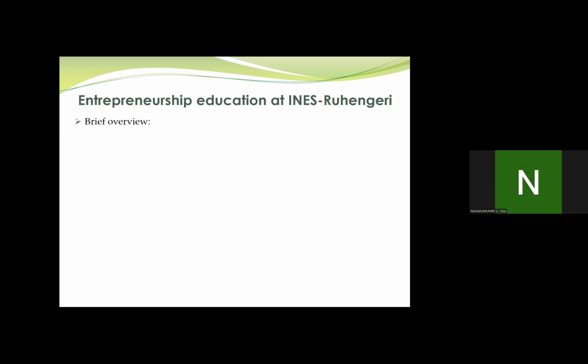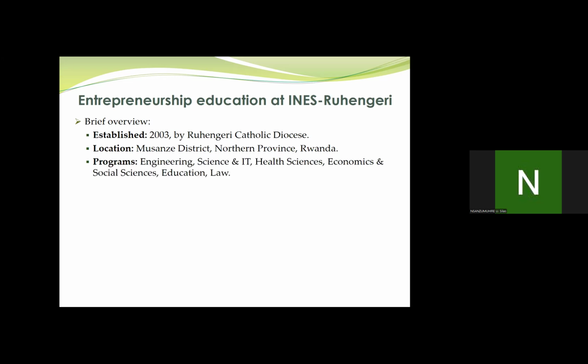So at Ines Ruhengeri, as we are a University of Applied Sciences, we thought we have to propose something that can overcome these challenges. First, let me give you a brief overview of Ines Ruhengeri. As I have shown on the map, Ines Ruhengeri is a university which is located in the northern part of the country. It was founded in 2003 by the Ruhengeri Catholic Diocese, so it is a church-based university. It has programs in engineering, in science and information technology, in health sciences, in economics and social sciences, in education, and in law.